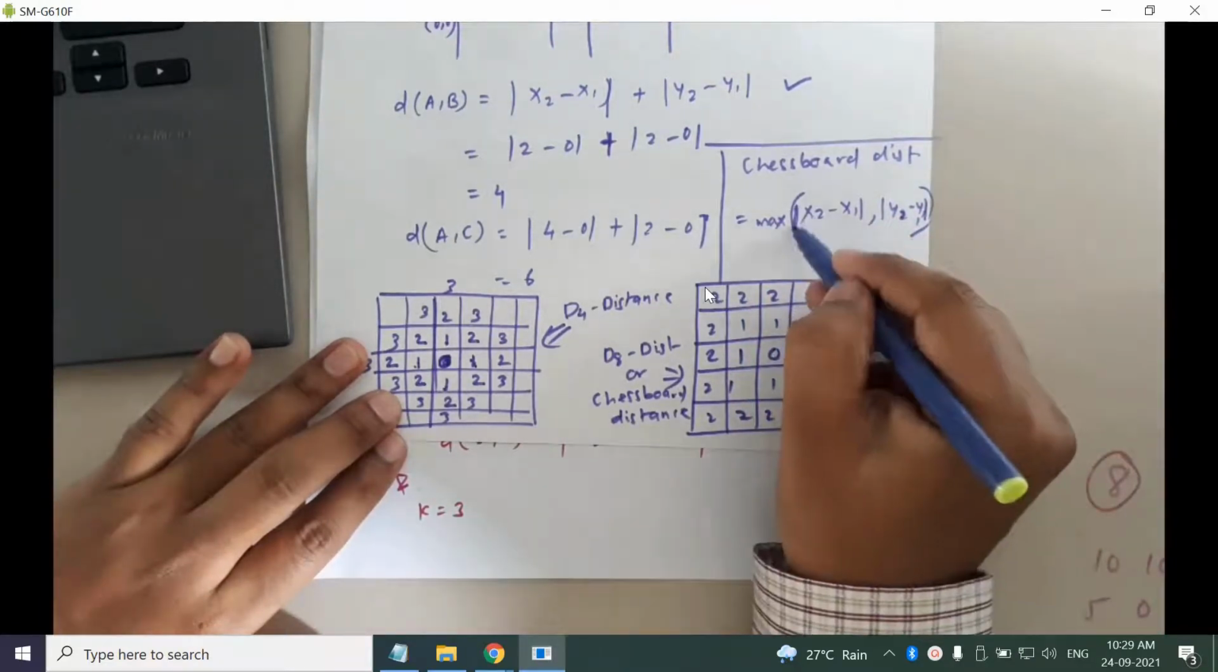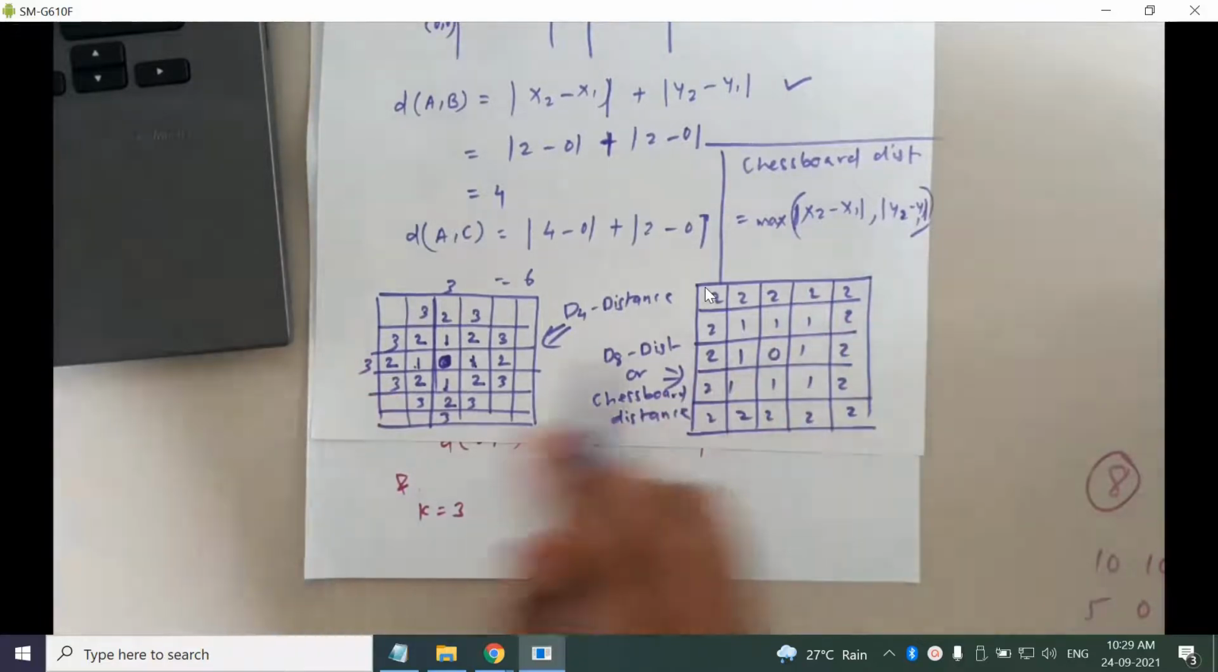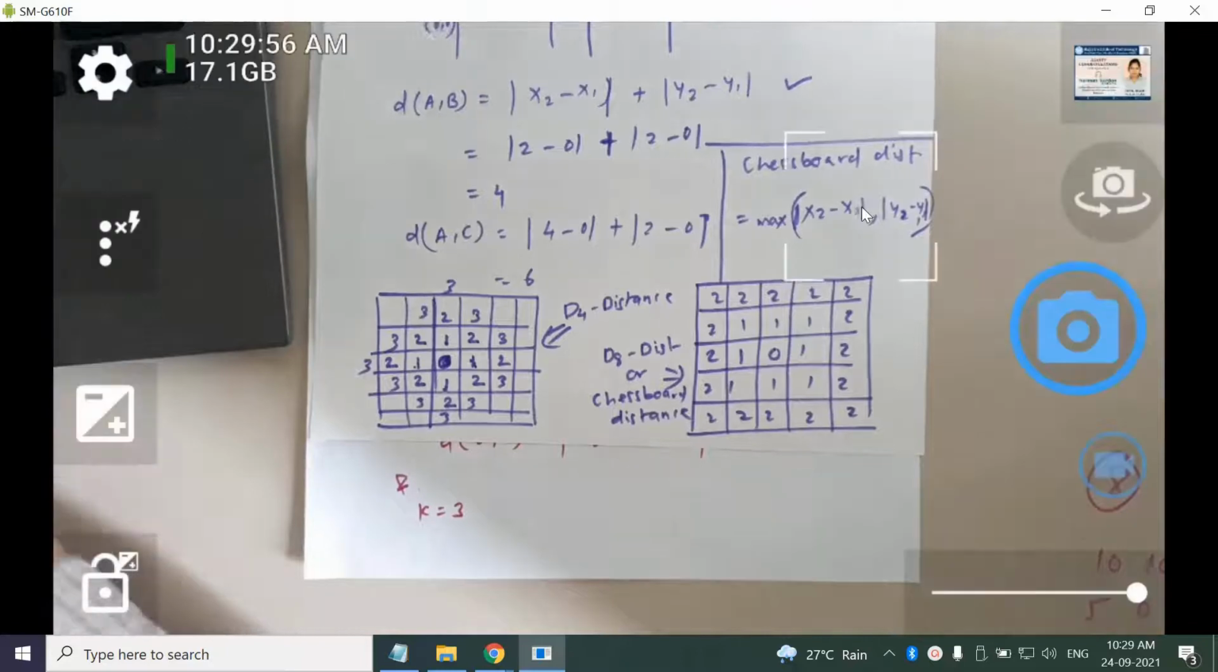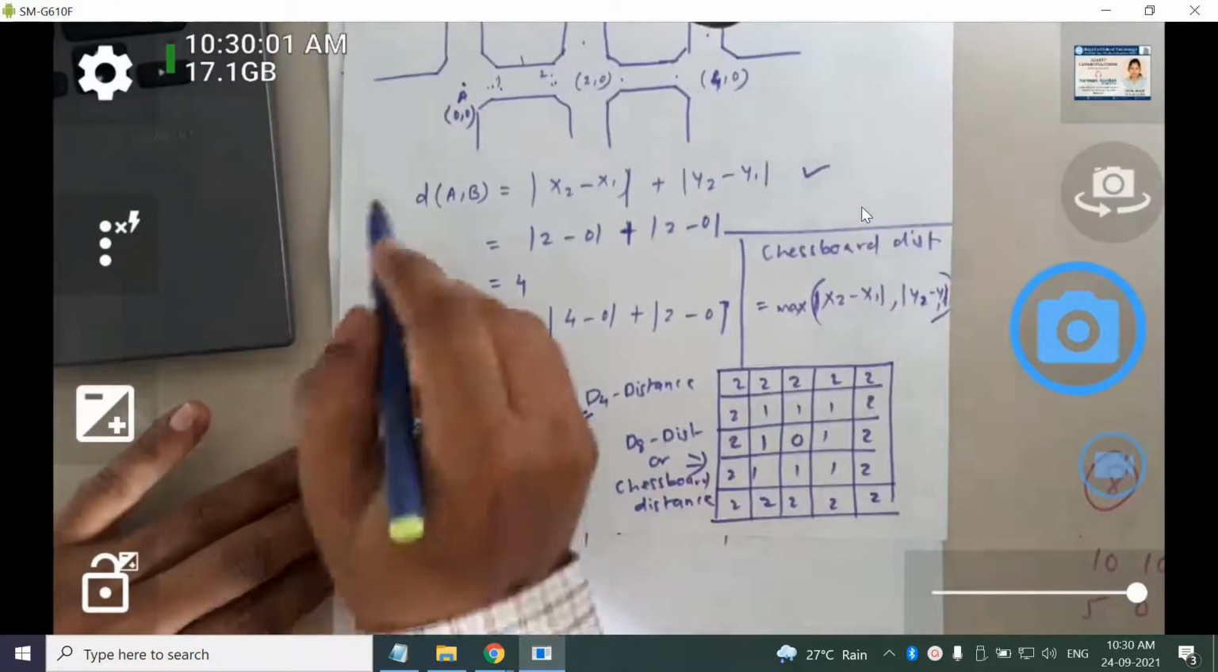Max of the differences. Okay, so the distance formula for chessboard distance is this one. Now in this problem we have this distance metric.